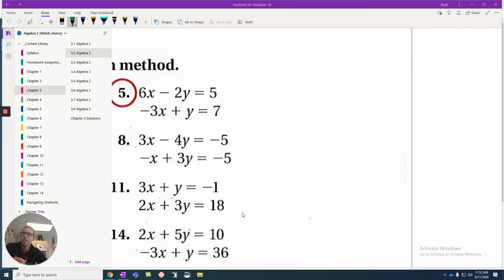Hey everybody, this is going through some homework help here on 3.2. I'm going to do a homework problem of each type, and hopefully this will be enough to get you down the road that you need to be on. Let's take a look here at question number 5.